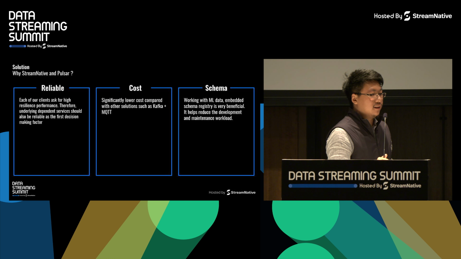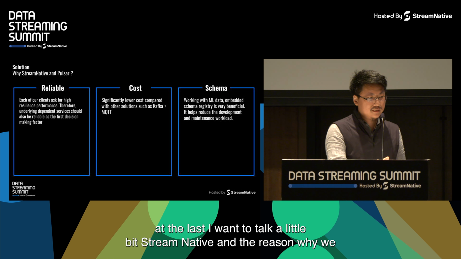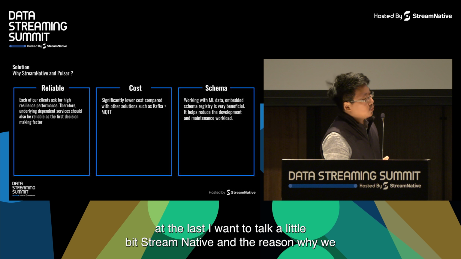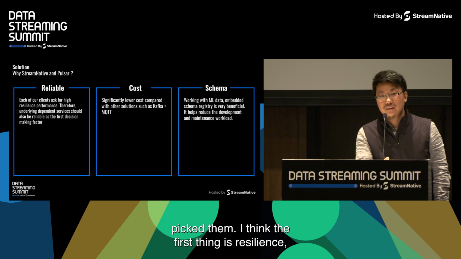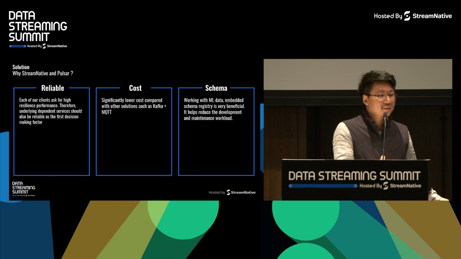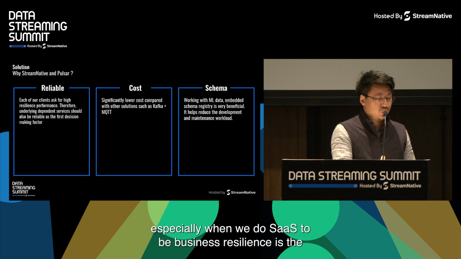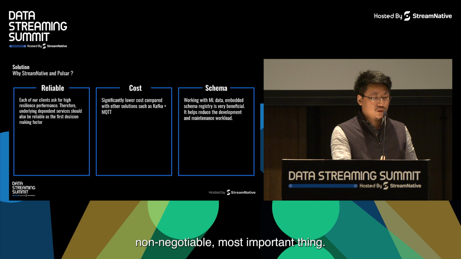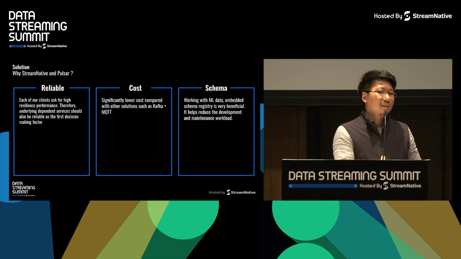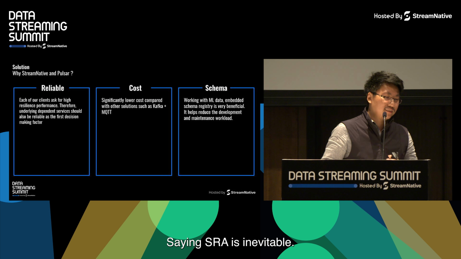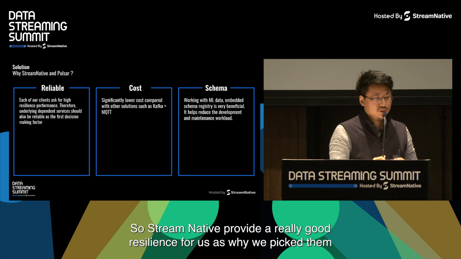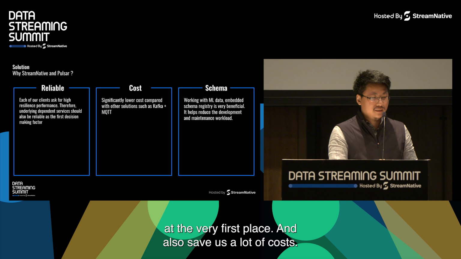And lastly, I want to talk a little bit about StreamNative and the reason why we picked them. The first thing is resilience, especially when we do SaaS B2B. Resilience is the non-negotiable, most important thing. Signing SLAs is inevitable, so StreamNative provides really good resilience for us. That's why we picked them in the very first place. And also, it saves us a lot of cost.